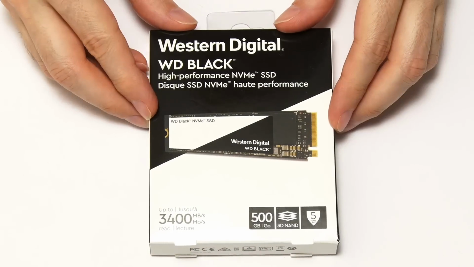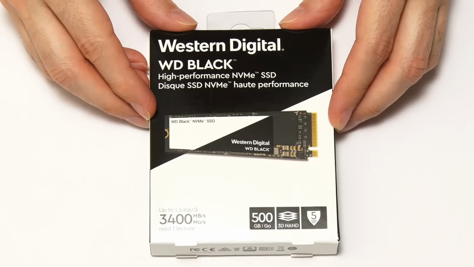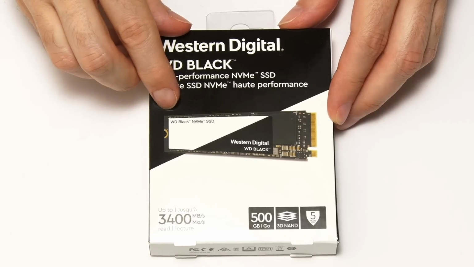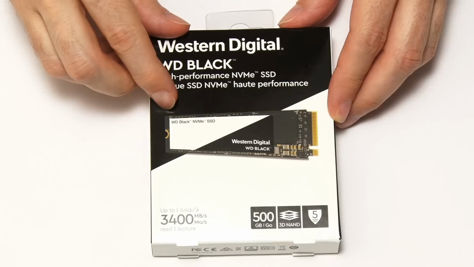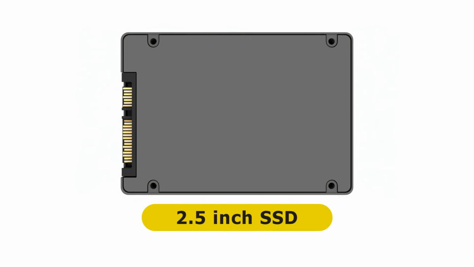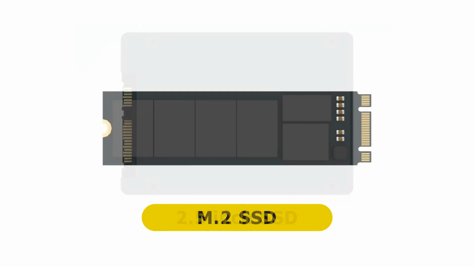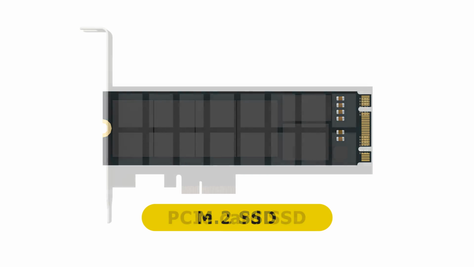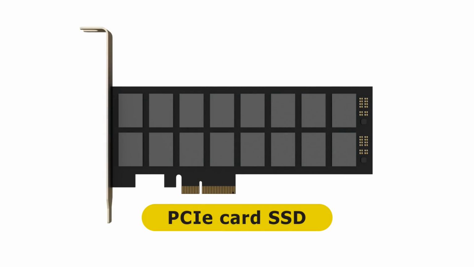Right, here we have our WD Black NVMe SSD, which we can see from the picture on the front is an M.2 drive. And to explain what this means, we should note that SSDs are currently manufactured in one of three physical form factors. Firstly, we have traditional 2.5-inch drives that connect via a cable to the computer's motherboard. Secondly, we have M.2 drives that plug into an M.2 slot. And finally, we have PCIe card SSDs that plug into a standard PCIe slot.